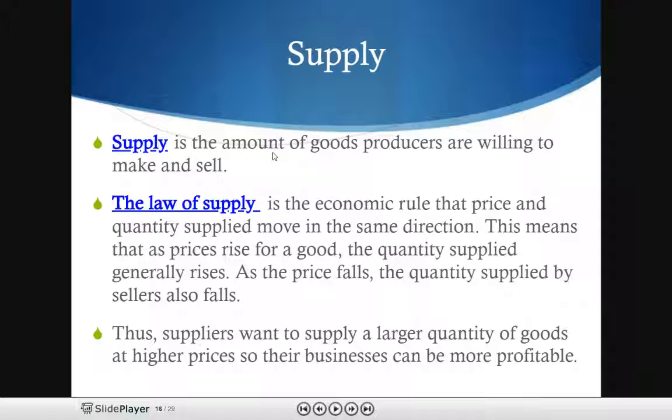Supply is the amount of goods producers are willing to make and sell. The law of supply is the economic rule that price and quantity supplied move in the same direction. This means that as prices rise for a good, the quantity supplied generally rises. As the price falls, the quantity supplied by sellers also falls. Thus, suppliers want to supply a larger quantity of goods at higher prices so their businesses can be more profitable. Sometimes people take the edge, though, and they do larger quantities at a lower price to edge out their competition.